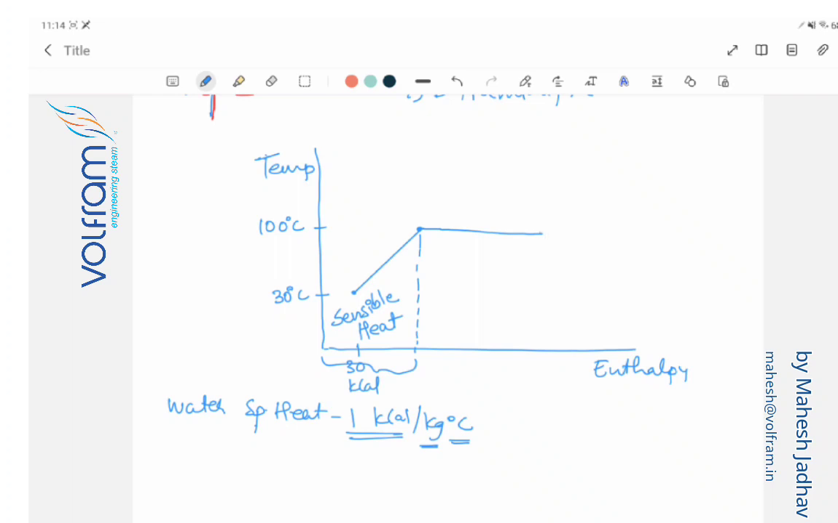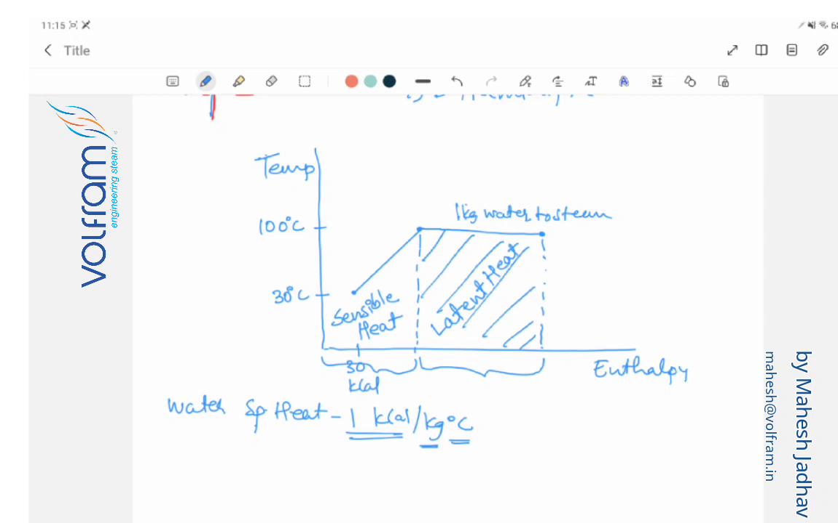Understood? At this point, the complete 1 kg of water has converted to steam. Again, 1 kg is a reference, understand? It's a unit mass. Now this part is called latent heat. The heat absorbed during the phase change is called latent heat.